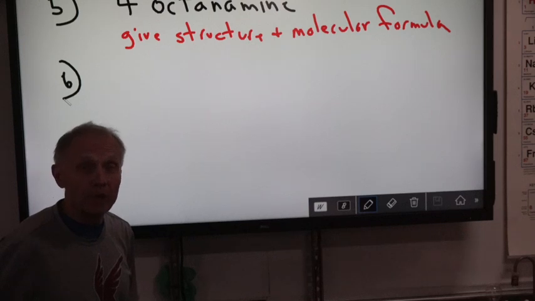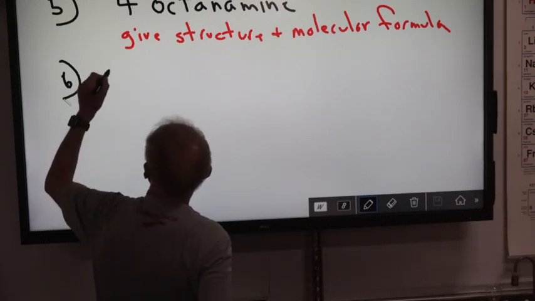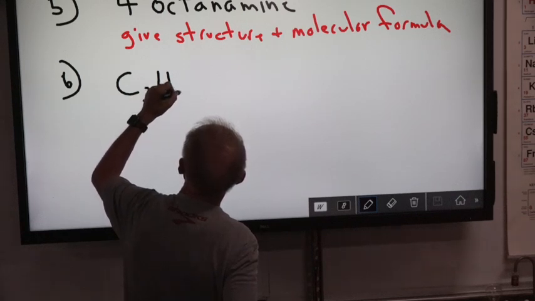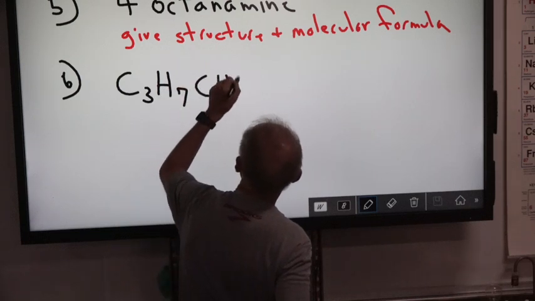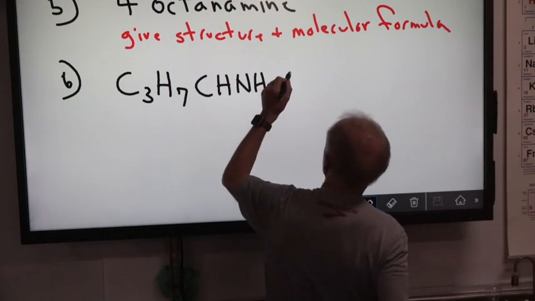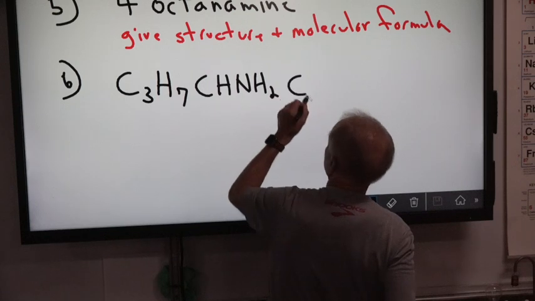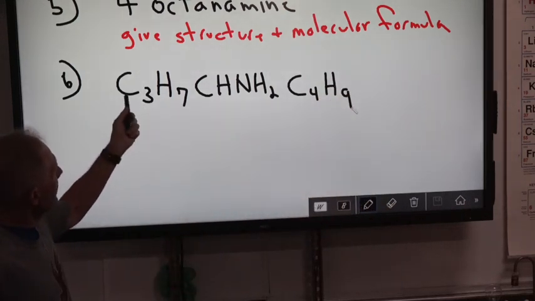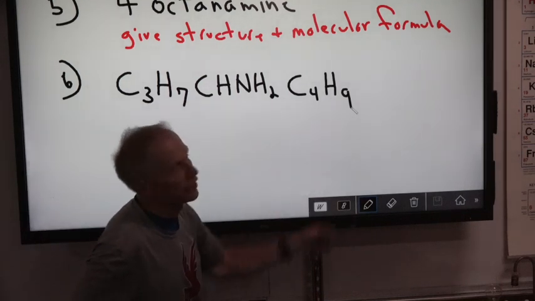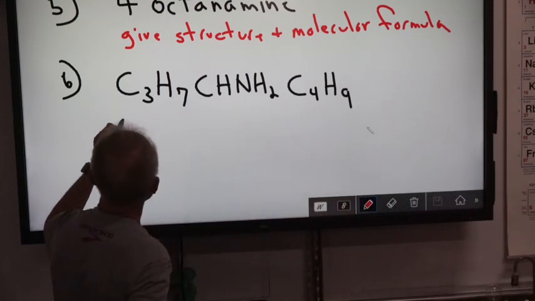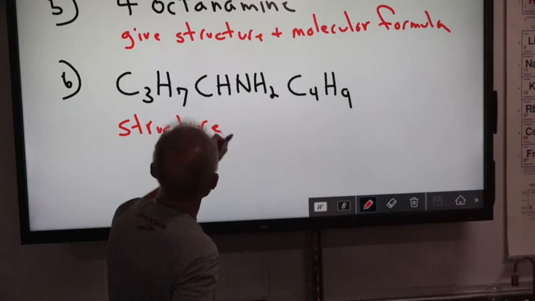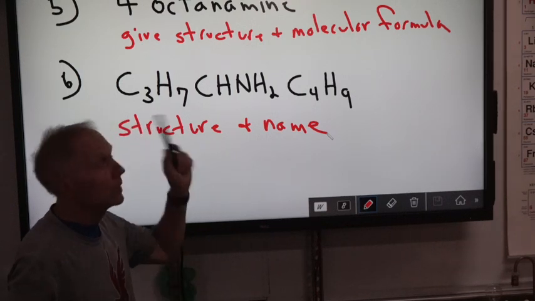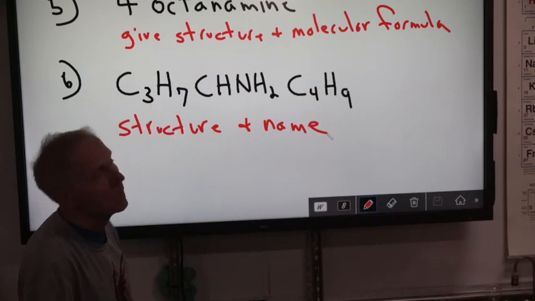And now number 6. Number 6, I'm going to give you the molecular formula. You give me the name and the structure. CH3, C3H7, CHNH2, C4H9, and here's what I want: structure and name. Okay, so so far in this video you have 4 to do. You have 2 ethers to build and name and give the molecular formula, and you have 2 amines.